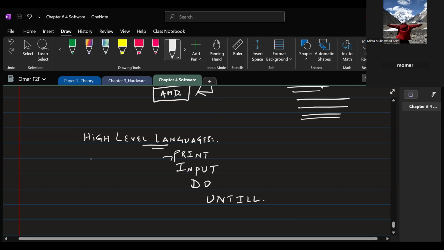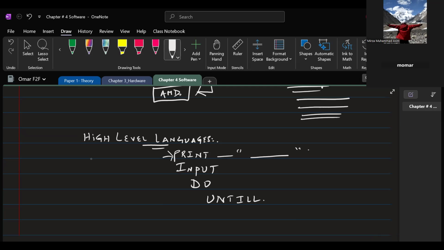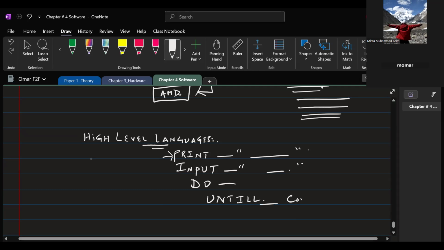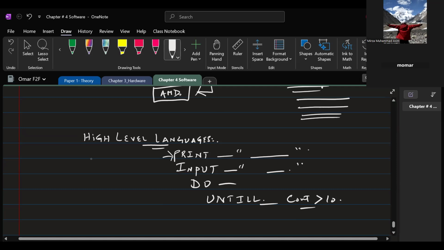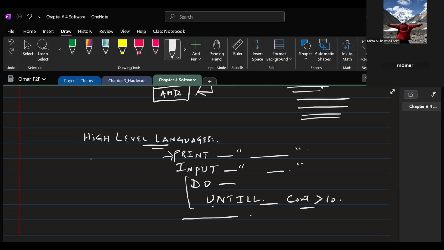Print means it is printing something on the screen or on your printer. You are giving a command. Input means the computer is waiting for input. Do until is a kind of thing that is repeating again and again, right? So one can easily understand these are English words, right? So we have a blend of high level languages.